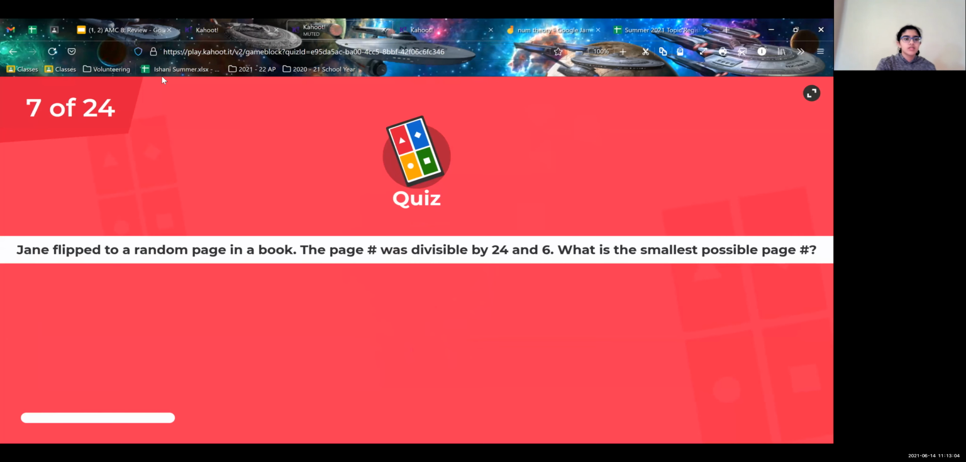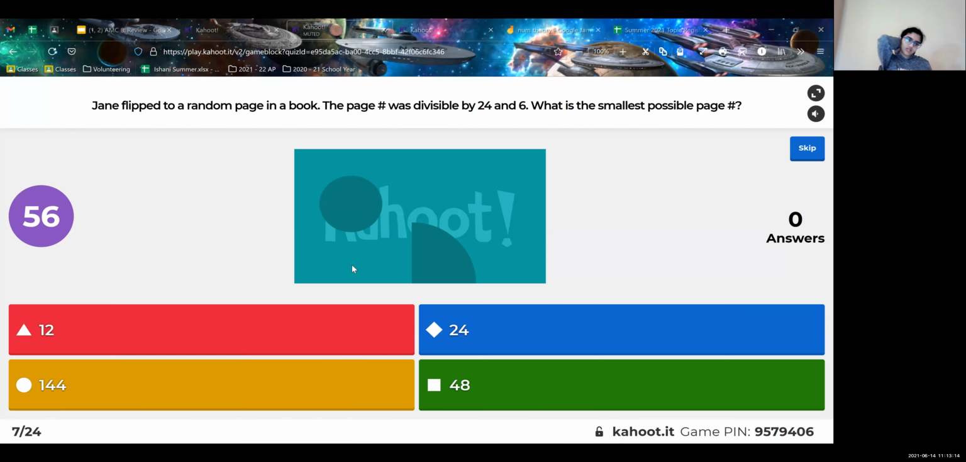Okay. Jane flipped to a random page in the book. The page number was divisible by 24 and 6. What is the smallest possible page number? And as stated on the slides, the least common multiple of two numbers can be one of the numbers. It can be one of the numbers, but it doesn't have to be, as shown by previous examples.